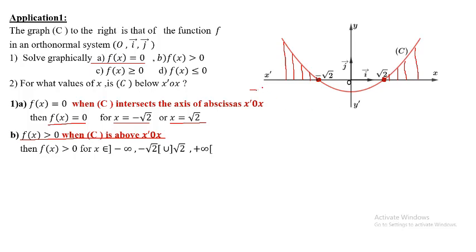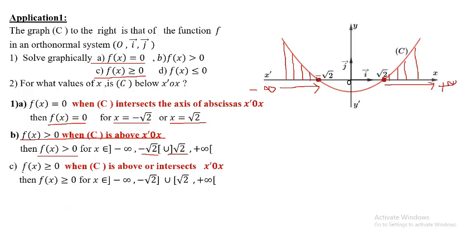In this part, x goes from minus infinity till minus radical 2, open. But in this part, x goes from radical 2 till plus infinity. So the solution of the inequality f of x greater than 0 is x belonging to the interval minus infinity, minus radical 2, union radical 2, plus infinity. Of course, open at minus radical 2 and also open at radical 2, since f of minus radical 2 and f of radical 2 are both equal to 0, and I am solving for strictly positive.